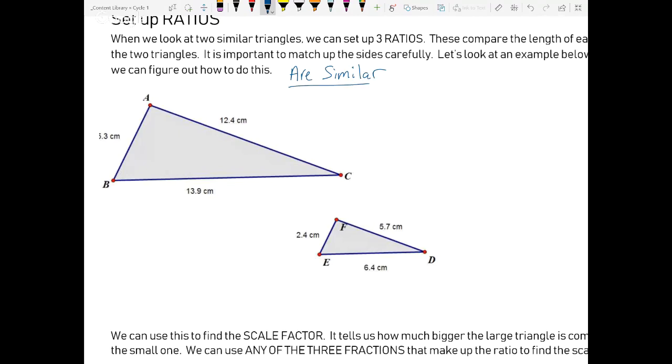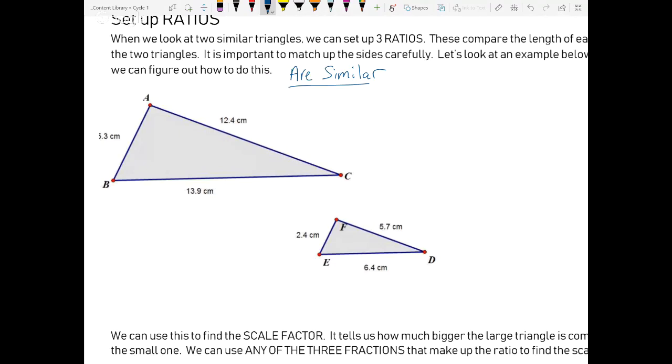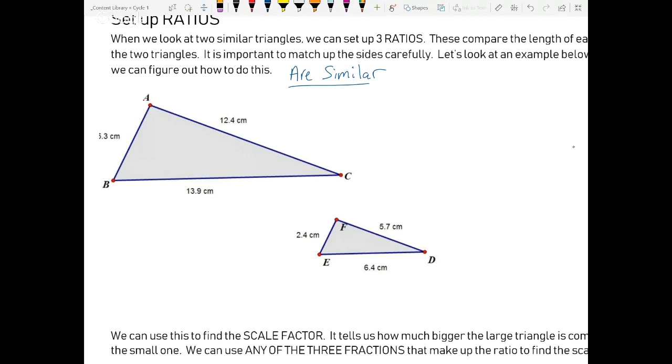Well, if they are similar, then by definition, we've said all the sides must have been multiplied by the same number, right? That's the definition of similar. If we take all the sides on this small triangle, there's a number we could multiply them all by to get the big number. Does that make sense? So to do that, we're going to make a ratio. Actually, we're going to make 3. Why 3? That's an interesting number. Why would I make 3 ratios?